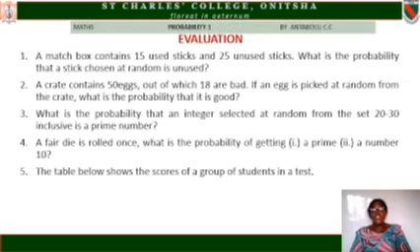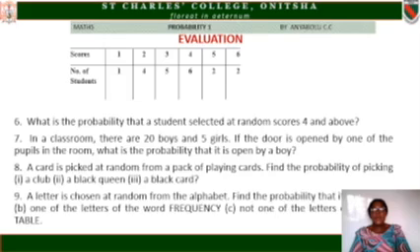4, a fair die is rolled once. What is the probability of getting (i) a prime, (ii) a number 10? 5, the table below shows the scores of a group of students in a test. The probability that a student selected at random scores 4 and above. 7, in the classroom, there are 20 boys and 5 girls. If the door is opened by one of the pupils in the room, what is the probability that it is opened by a boy? 8, a card is picked at random from a pack of playing cards. Find the probability of picking (i) a club, (ii) a black queen, (iii) a black card.